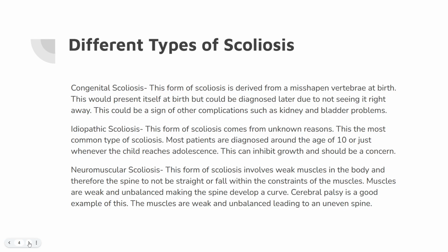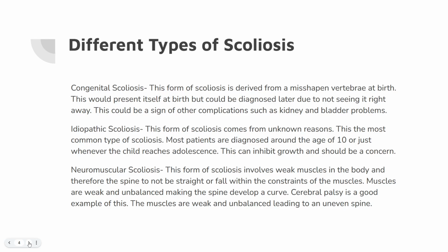Idiopathic scoliosis, the most common form, comes from unknown reasons. Most patients are diagnosed around the age of 10 or just whenever the child reaches adolescence. This can inhibit growth and should be a concern.